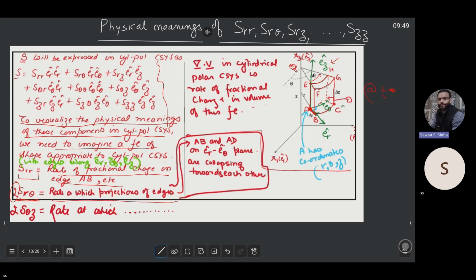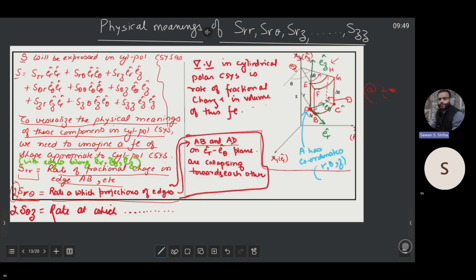I have not completed, or maybe I have. The rate at which projections of AB and AD on the ER-theta plane are collapsing towards each other. Where is the ER-theta plane? It is this kind of horizontal plane in this figure. AB is like this, AD is like this, and the projections of these two on the horizontal plane, at what rate they are collapsing towards each other. That's what is 2 times SR theta.